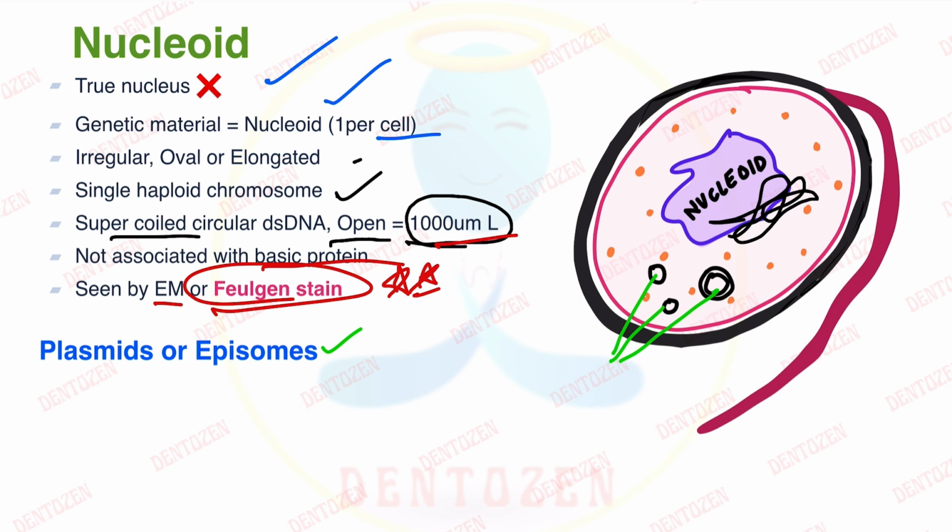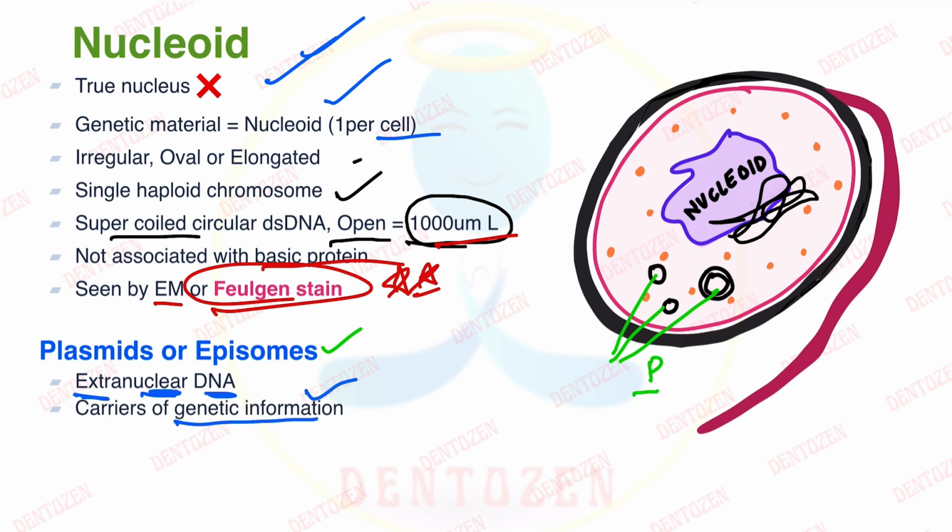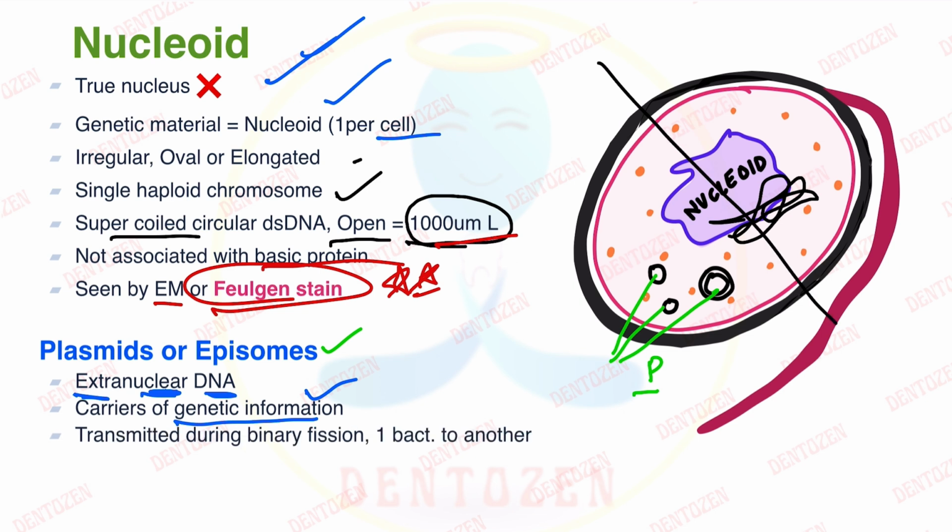So what are they? So DNA can sometimes lie outside this nucleoid in the cytoplasm freely. So as we can see here, so this is called plasmid. So this is extranuclear DNA that is outside the nucleoid region. They are present in cytoplasm. So what is their role? They are carriers of genetic information. They can carry genetic information during the division of the cell. So that is binary fission. So they can carry the genetic information from one bacterium to another through conjugation, through bacteriophages.